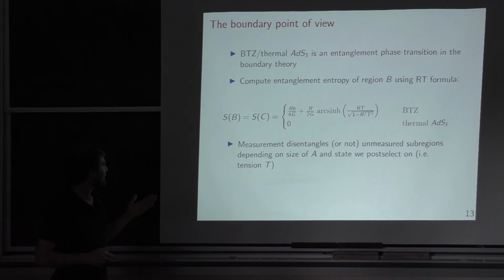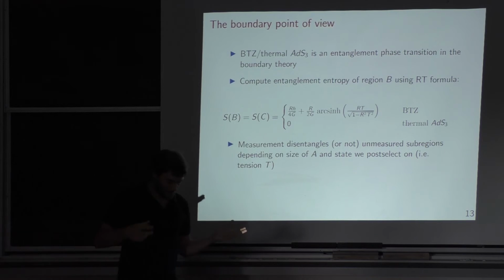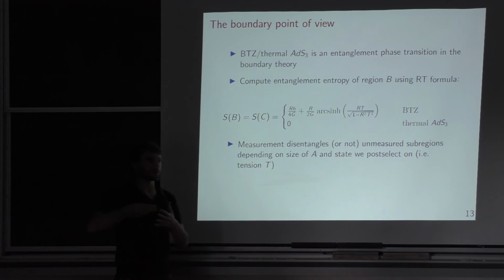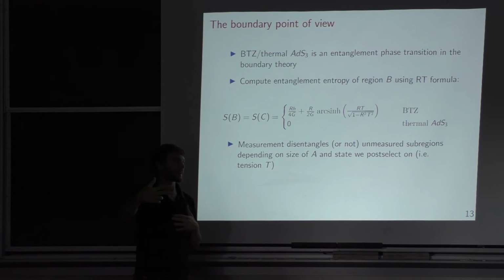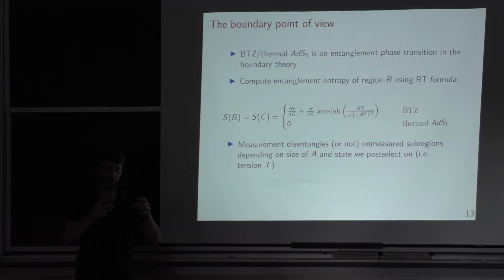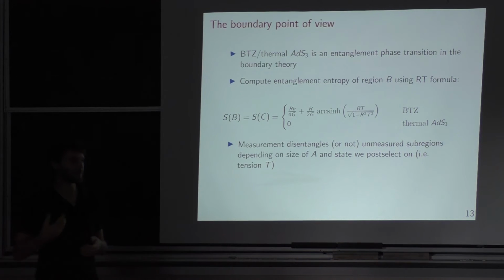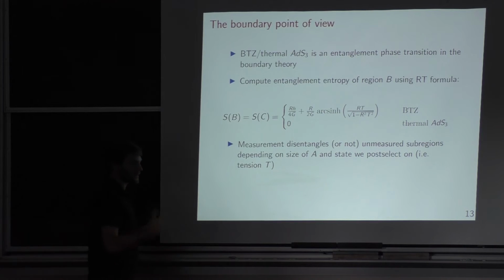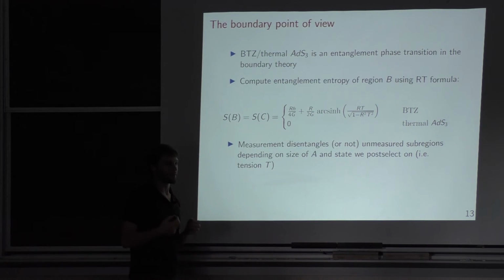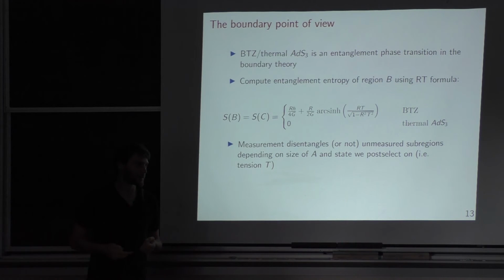So this means that this measurement that we're performing, what it's doing is, if you measure a very, very large region, and of course not tuning the tension to be large, you are disentangling the remaining two regions. Or if you measure a very small region, you're not disentangling them. So it seems like something reasonable, and even more reasonable if you consider that the phase transition for 0 tension happens exactly when you measure half of the CFT, which is something that one could intuitively expect.